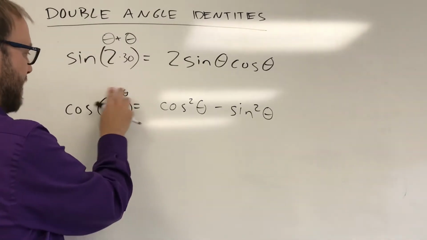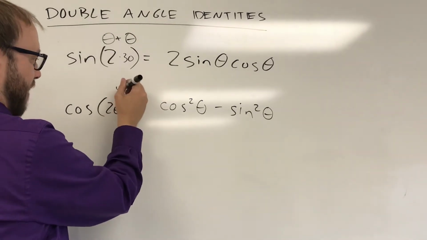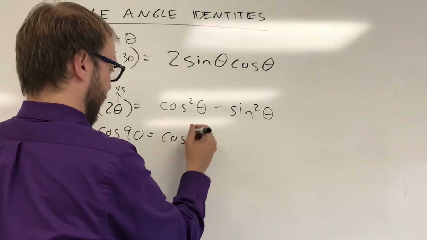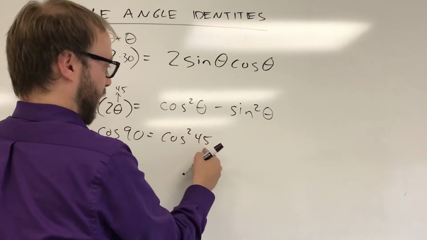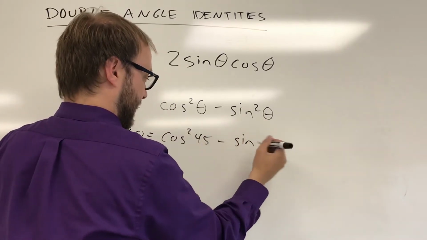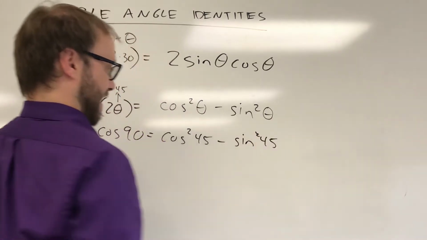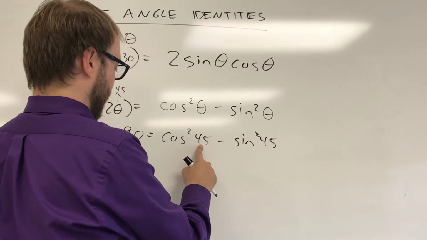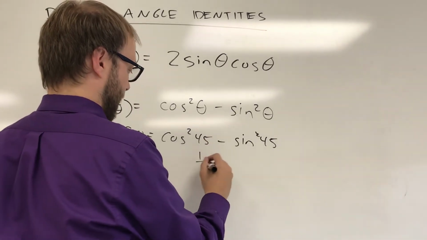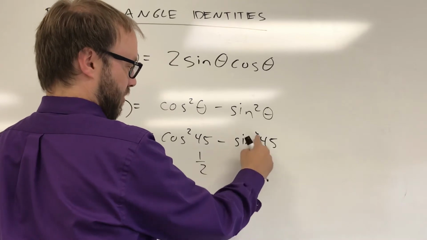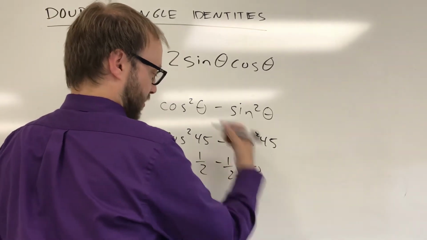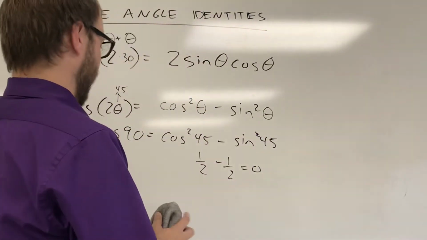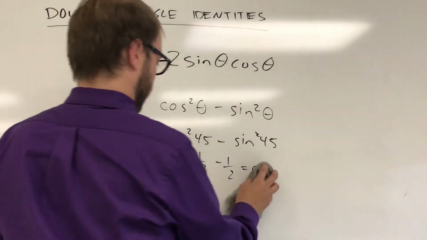If I wanted to find the cosine of 90 and I knew what the cosine of 45 was, for example, cosine of 90 could be found by taking the cosine of 45 and squaring it and subtracting the sine of 45 and squaring it. And let's see, that would be radical 2 over 2. If you square that, that would be 1/2. And that's going to be radical 2 over 2. And if you square it, that's going to be 1/2. 1/2 minus 1/2 is equal to 0. Okay, and if you think about it, cosine of 90 is in fact equal to 0. Okay, so that's something that you can do there.